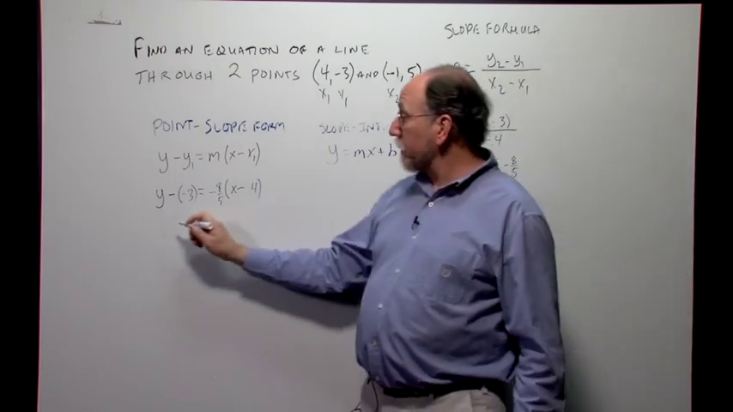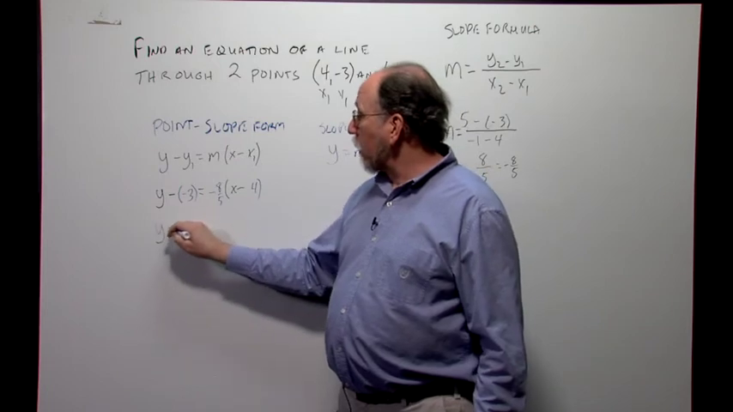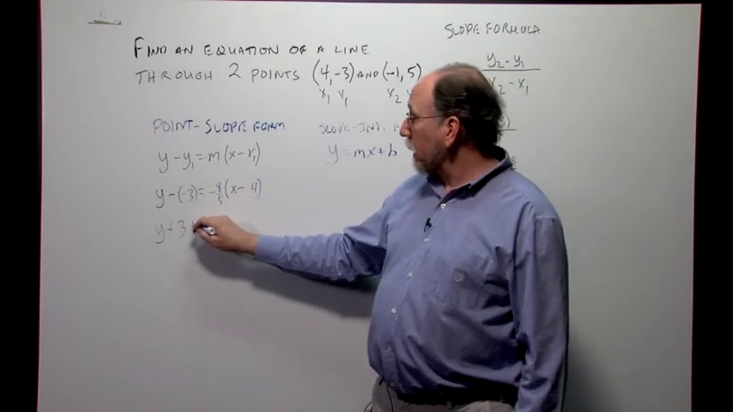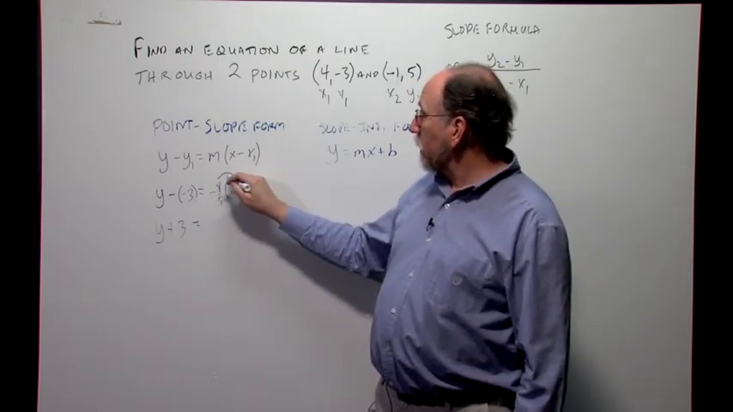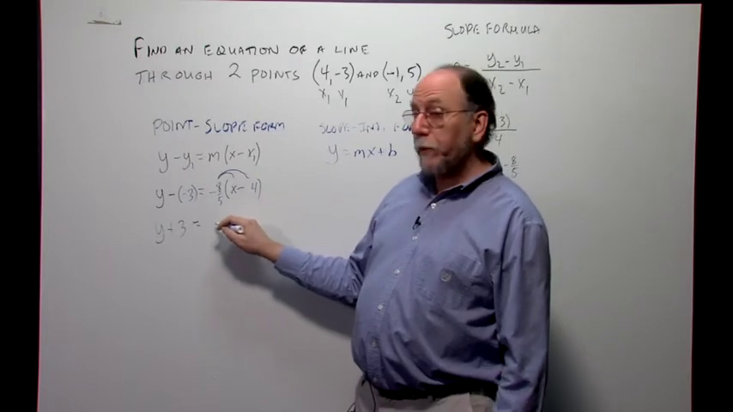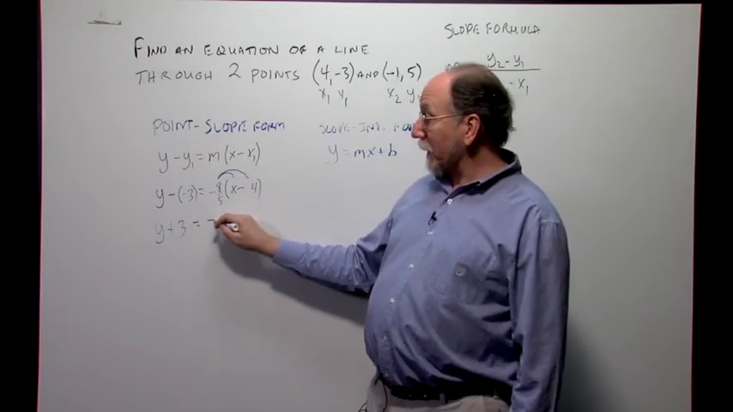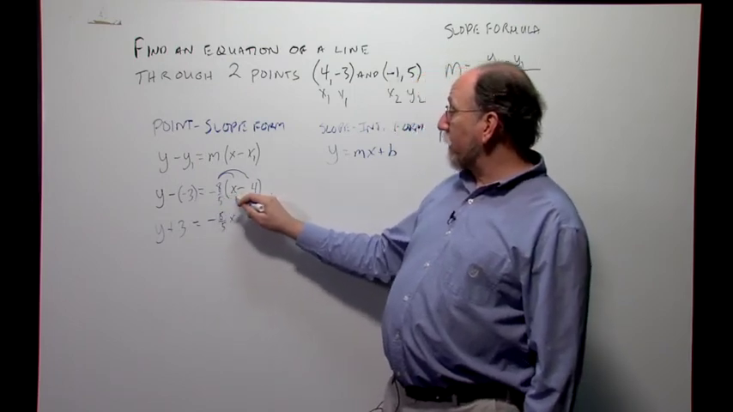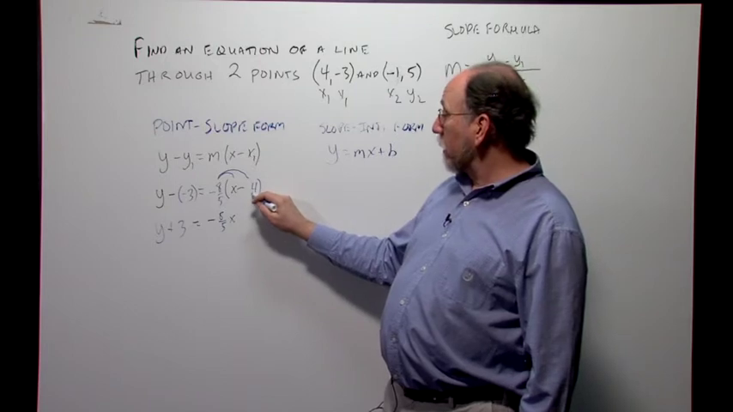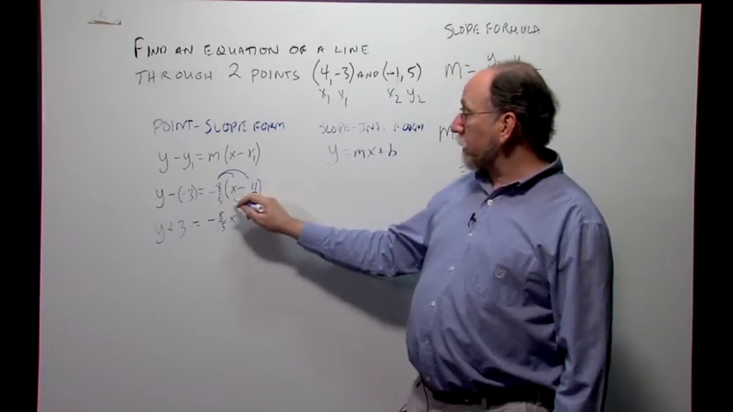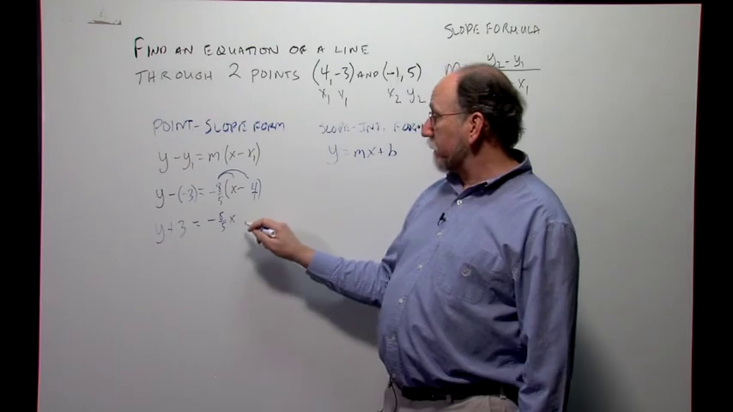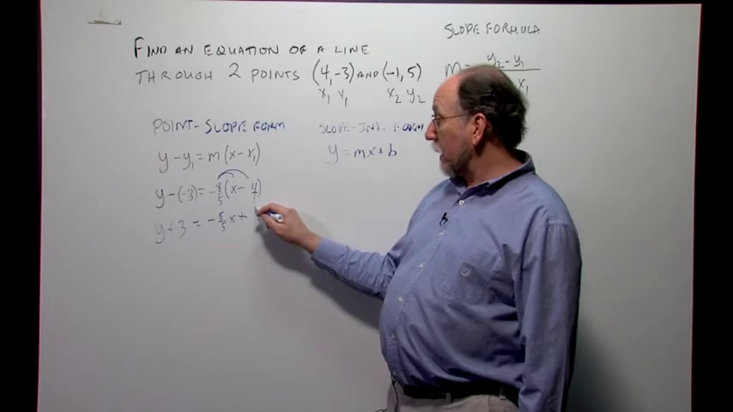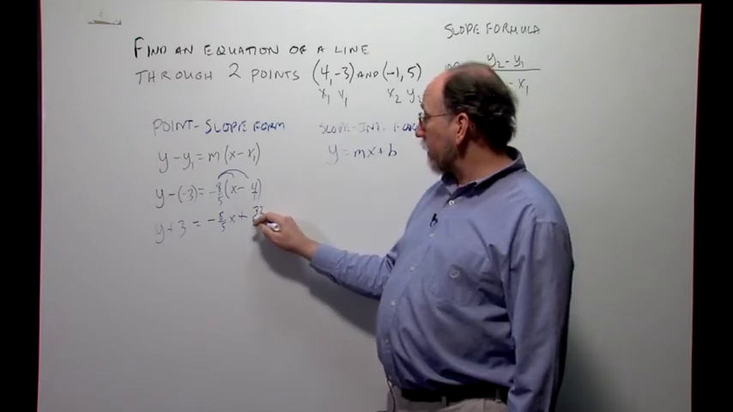We need to simplify this. y plus 3, that's what minus negative 3 means here. And then we need to distribute this fraction across that parenthesis there. So that's negative 8/5 x. And negative 8/5 times negative 4, remember we multiply fractions by multiplying the tops and the bottoms, that's 4 over 1. So a negative times a negative is a positive, right? And 8 times 4 is 32, 5 times 1 is 5.